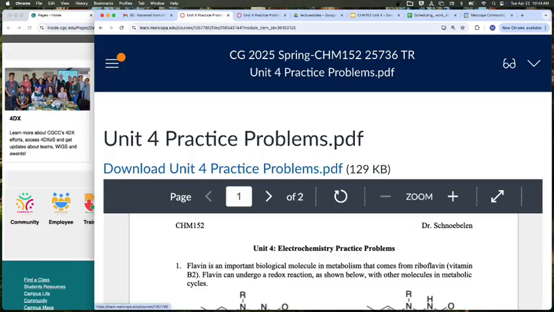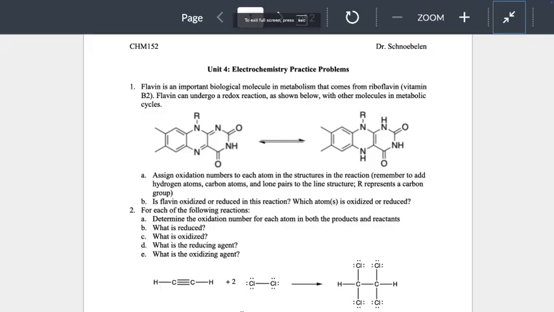So let's go back to this system. There's a couple things that you need to be aware of. We have to make sure that we're looking at a proper Lewis structure. So each of the points should be carbon atoms. Okay, and then it says, remember to add your hydrogens, carbon atoms, and lone pairs to the individual structure. Why?